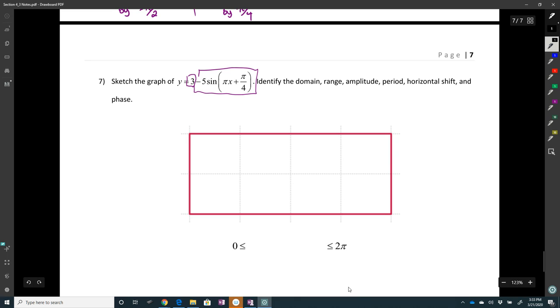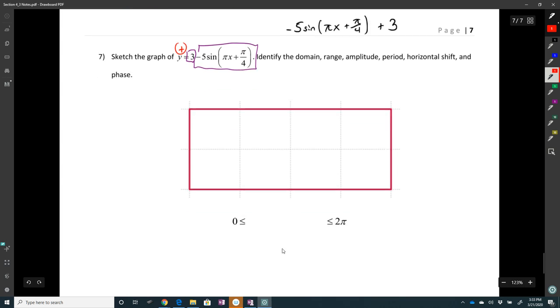So this is really negative 5 sine of (pi x plus pi over 4), and then plus 3. Remember that when there's nothing in front of it, it's an automatic plus sign. So we can fill in some basic info before we even get started.